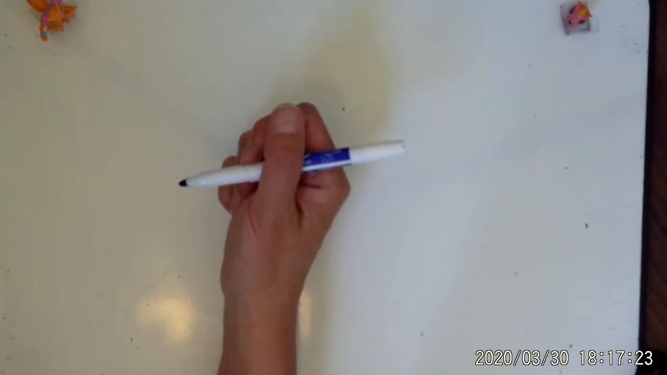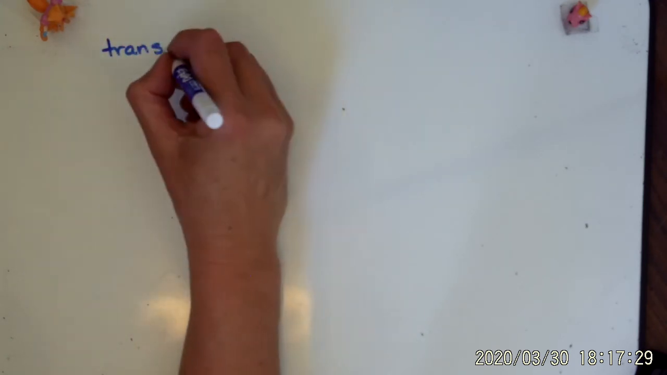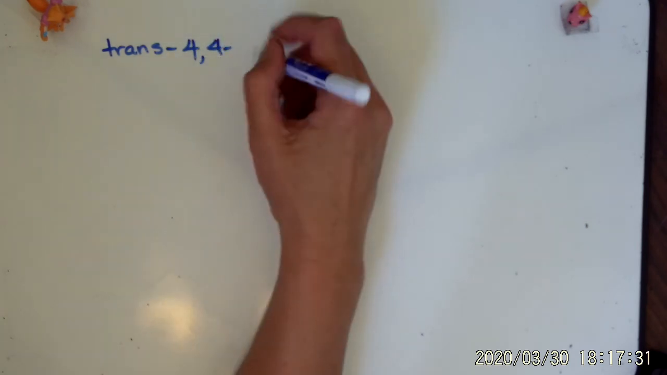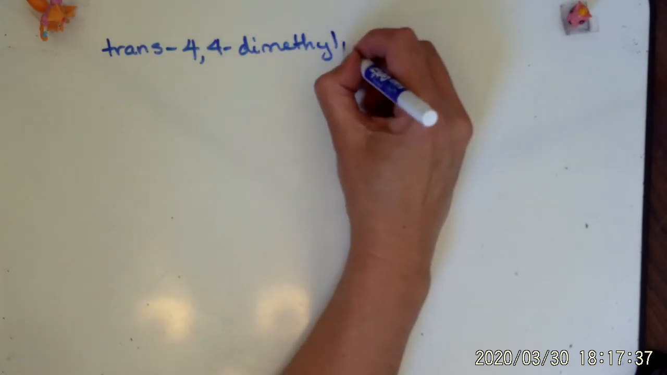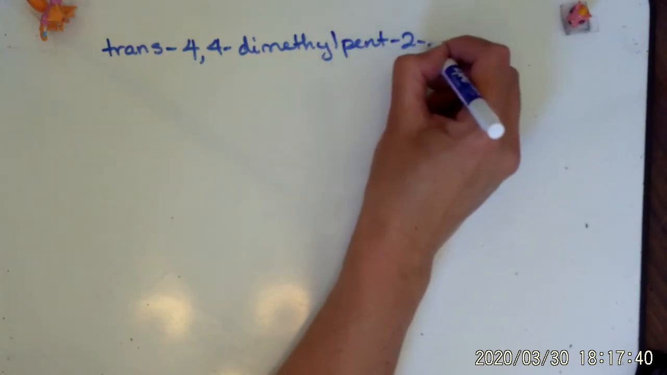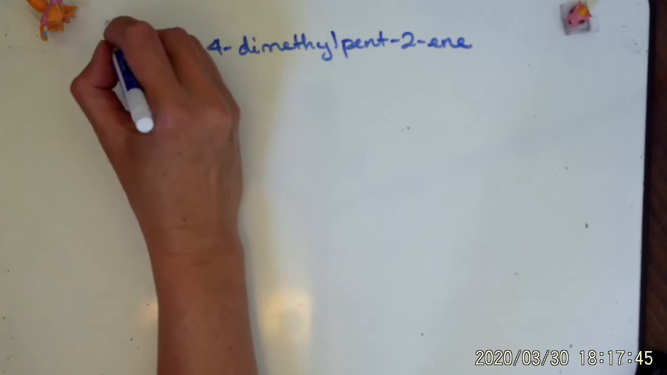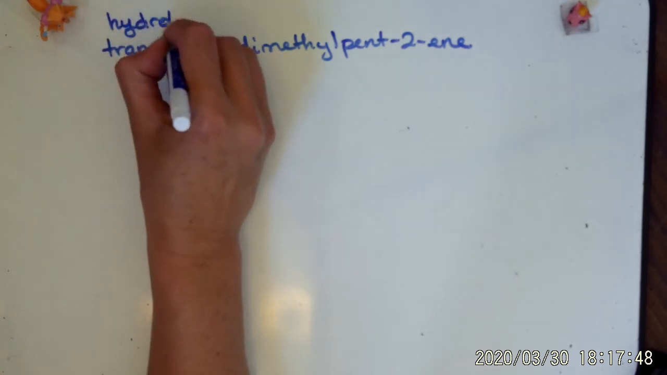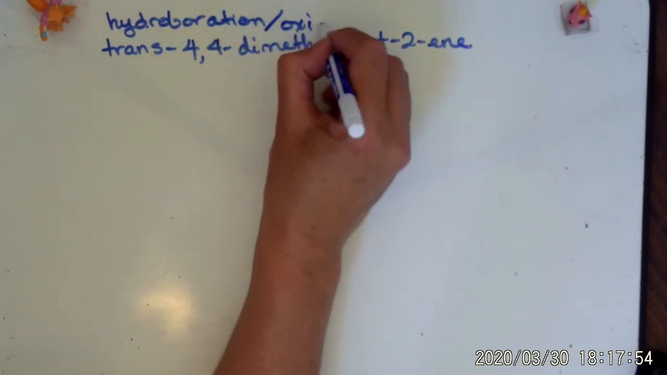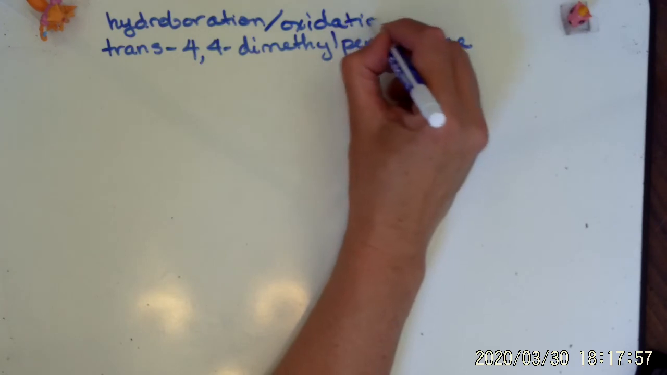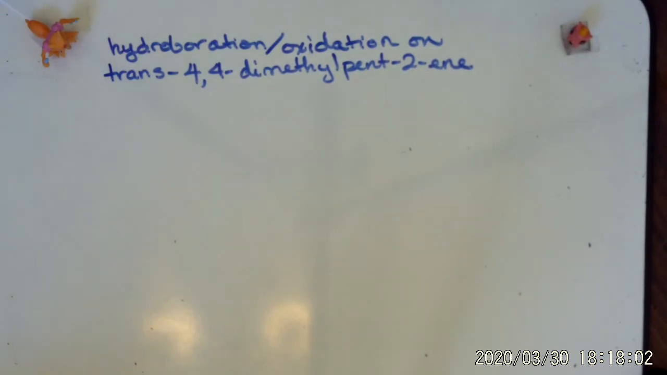Let's do trans-4,4-dimethylpent-2-ene. Okay, and we're going to do hydroboration oxidation on trans-4,4-dimethylpent-2-ene. So let's try this out.